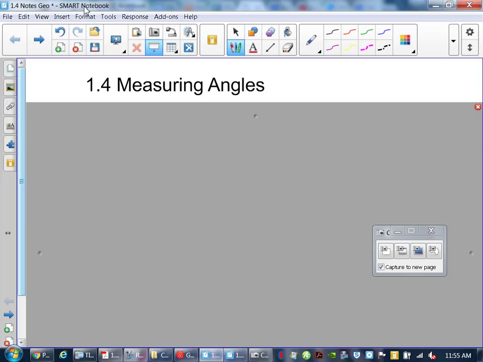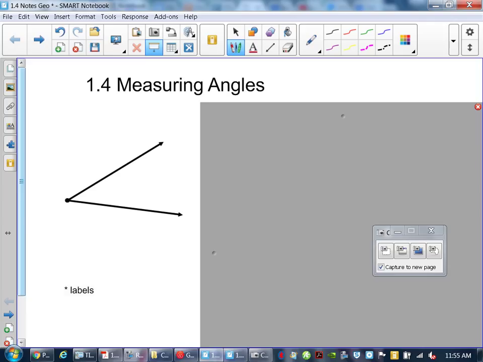So an angle. As you start thinking about it, what is an angle made up of? Rays. They're made up of rays. Angles are made up of rays. Why are they made up of rays? Exactly. Remember, rays start from the same dot.